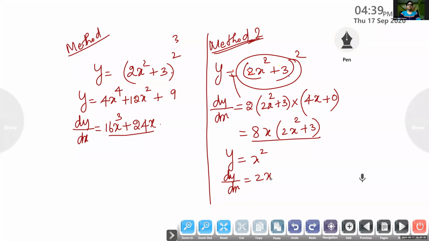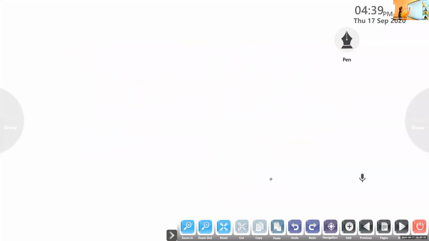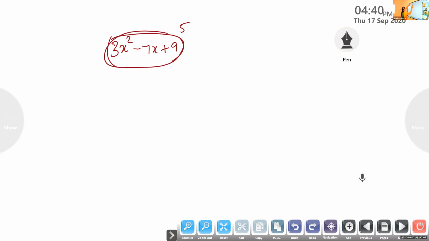Okay, you'll be doing a few more questions in this method, so let it become thorough. Suppose (3x square minus 7x plus 9) whole raised to 5. Can you identify the functions here? Which are all the functions you have? This one you can take as one function. Suppose I take 3x square minus 7x plus 9 as t.